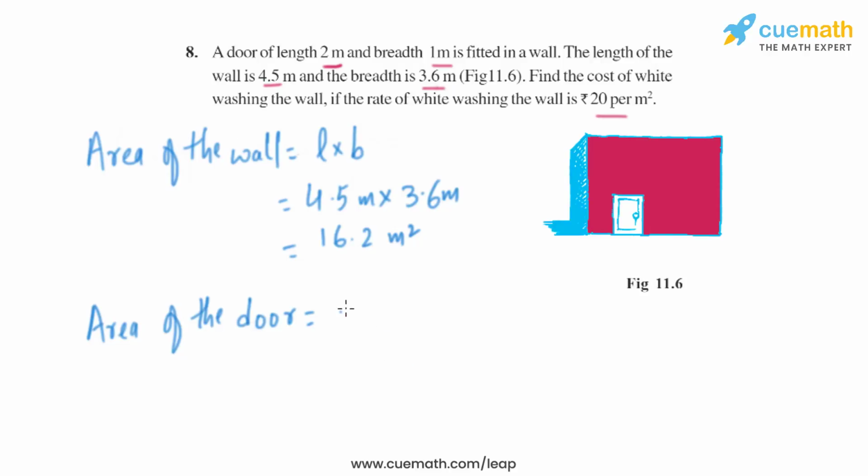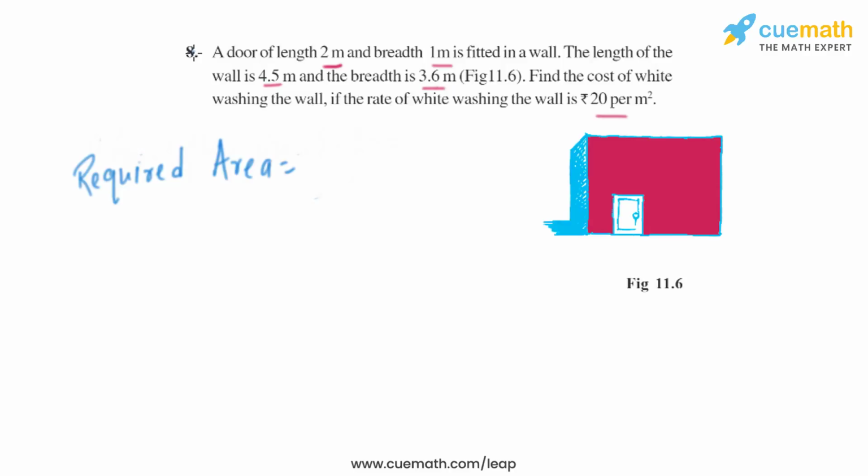Now let's find the area of the door. That is also L into B, as it is in rectangular shape. So it is 2 meter into 1 meter, that is basically 2 square meter. So that will be the area of the door.